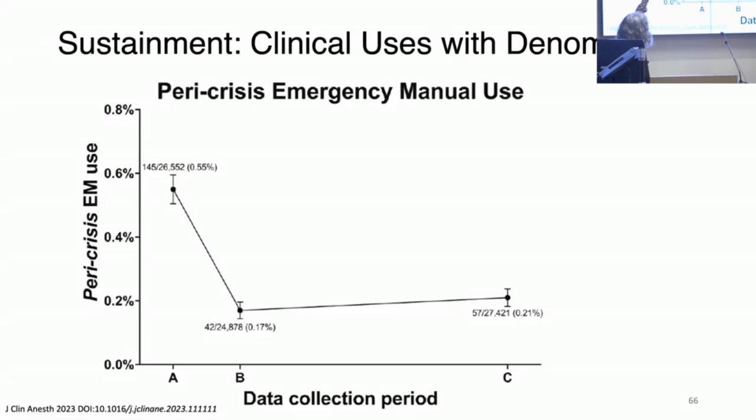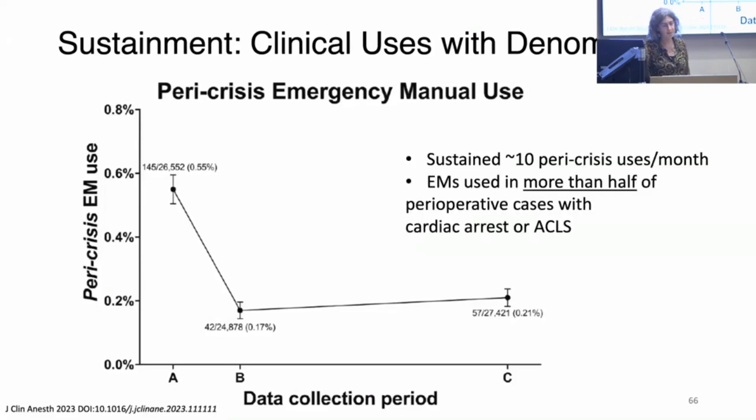So 145 cases out of these roughly 25,000 down to 42 when it was less pushed all the time and you didn't have this pop up every case to remind you to do it. But then there was the sustainment to 2021, where over time it sustained and went up a little bit. If you look at these numbers, these were for less than 6-month periods. So that meant an average of about 10 peri-crisis uses per month for actual patients where it was contributing to their care. And the EMs were used in more than half of perioperative cases with cardiac arrest or ACLS in 2021. So it's the first data that we have to show sustained use with denominators over time.